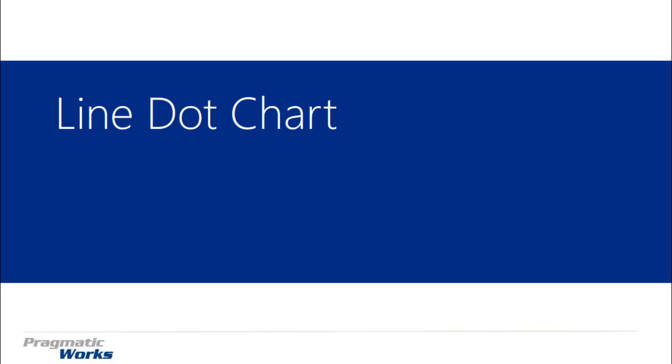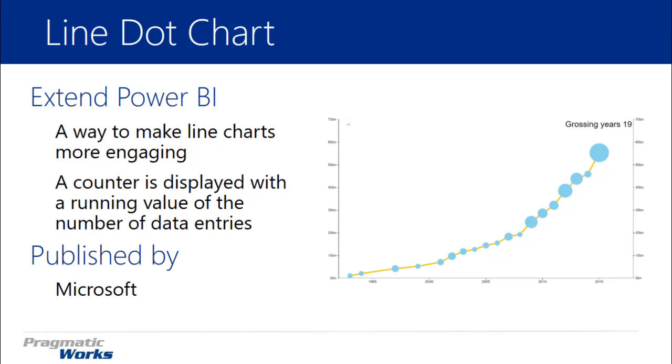Hi, welcome back to the Power BI Custom Visuals course, and in this module we're going to be looking at the line dot chart. Now the line dot chart is a nice interactive way of having an updated line chart. So if you like line charts, you like showing trends in data, the line dot chart combines those two ideas of a dot chart and a line chart together, so you can actually see each of the data points emphasized with a larger dot wherever there's larger values.